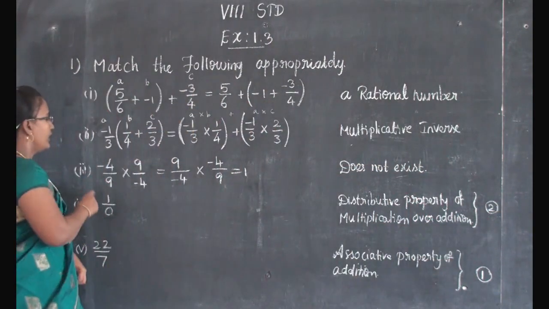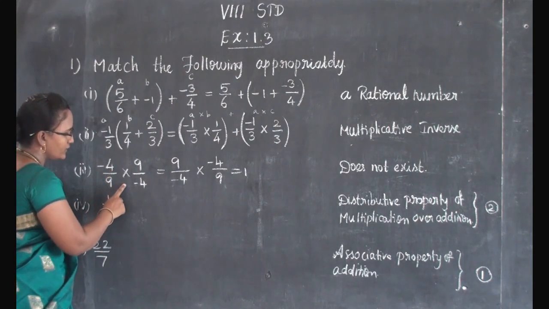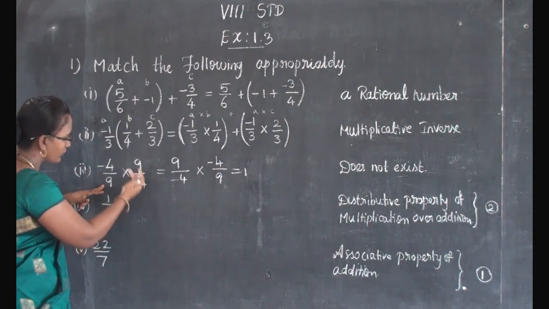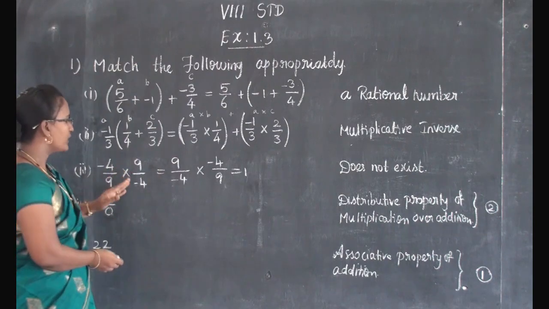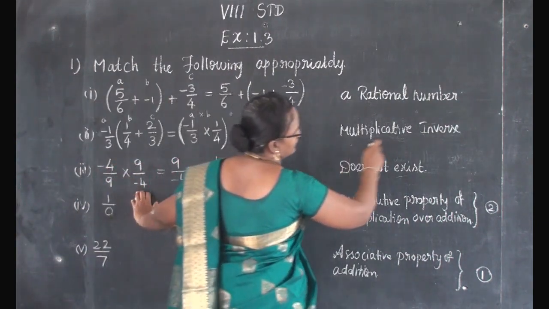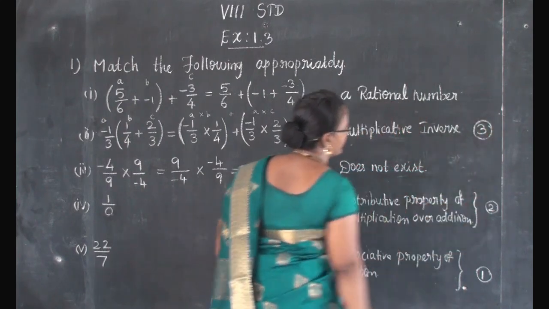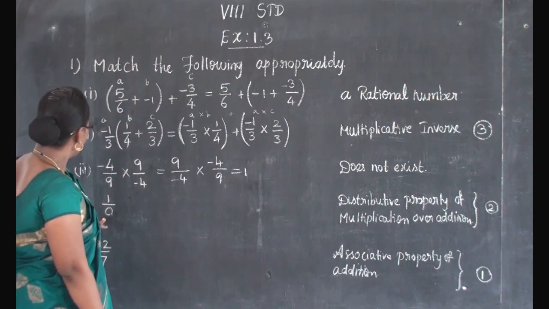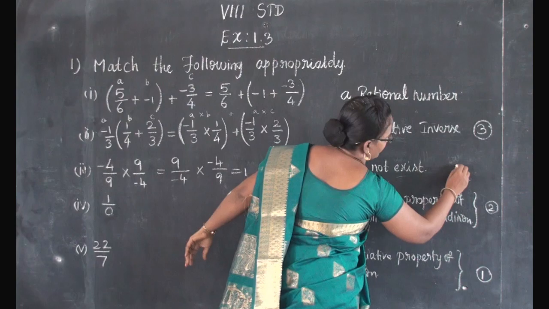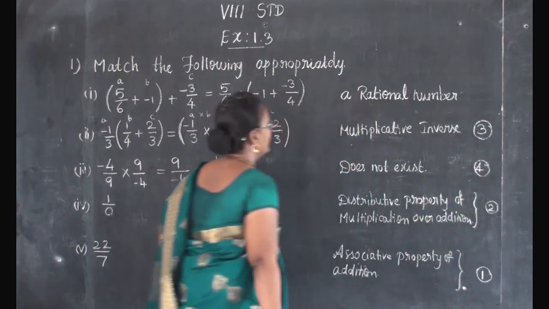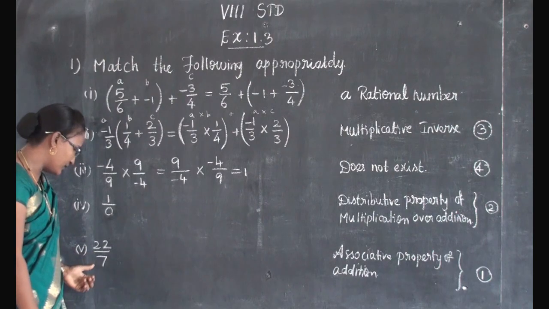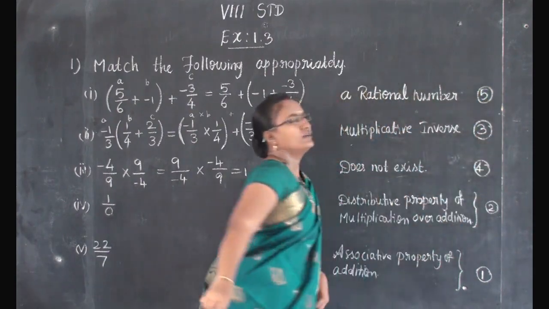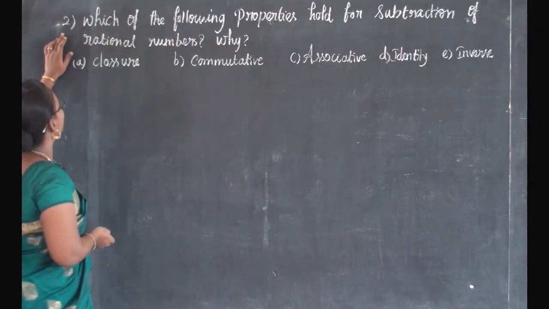second. And then the third one, -4/9 × 9/-4. Minus 4/9, what is this? Reciprocal of this number. So that is the multiplicative inverse. This one is the third answer. And the fourth one, 1/0. That is infinite. That is not existent. So that is the fourth one here. 22/7. This is a rational number. So the fifth one is rational number.